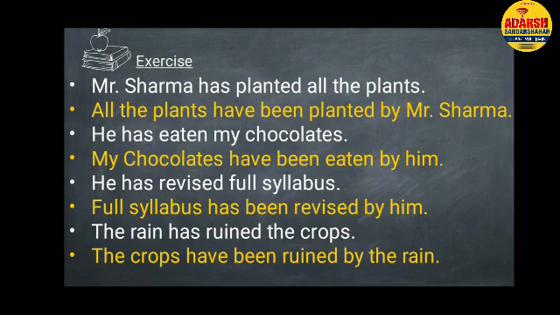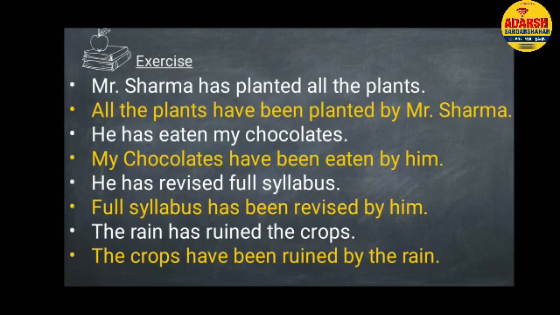So here planted is the action, and so planted is a verb, while object is what our action is performing on. So here our action of planting is performed on the plants. So here all the plants is our object. Now first step we have done.